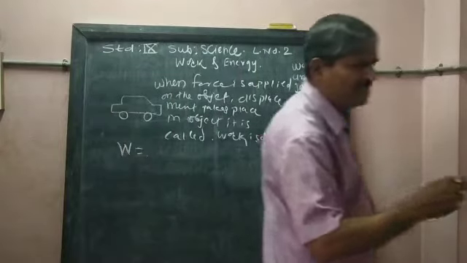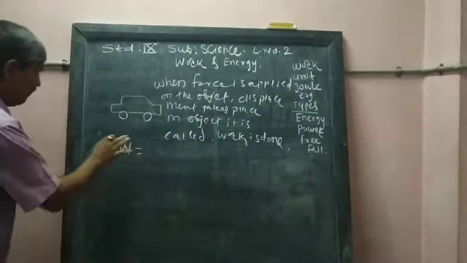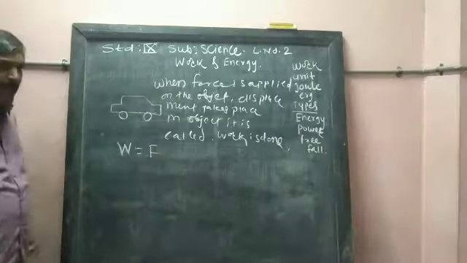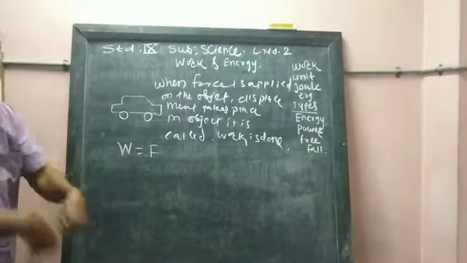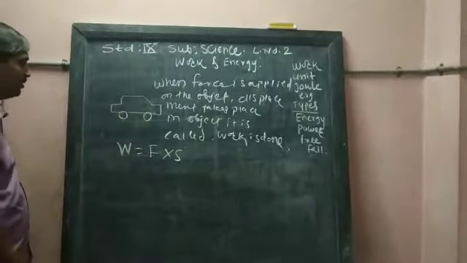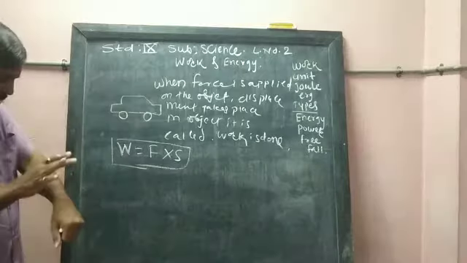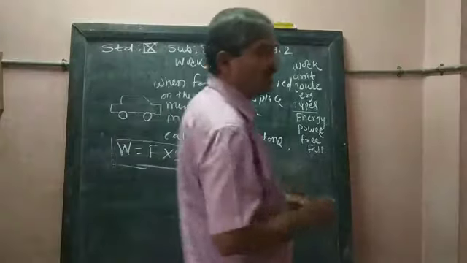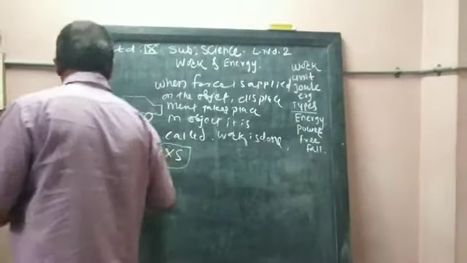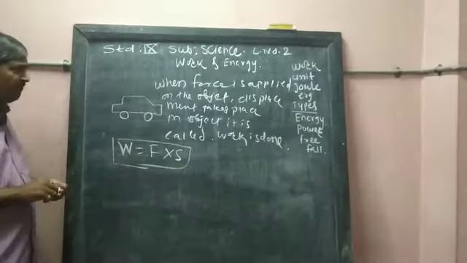What is the formula? Does anybody know? If you don't know, it is simple: you are applying a force on the object, which is F, and when force is applied, displacement takes place, which is s. So W is equal to Fs. W is equal to Fs is the formula of work. When work takes place, we calculate it as W is equal to Fs.